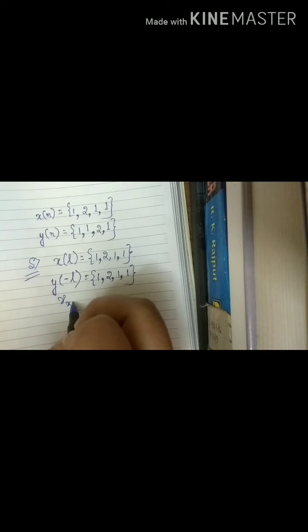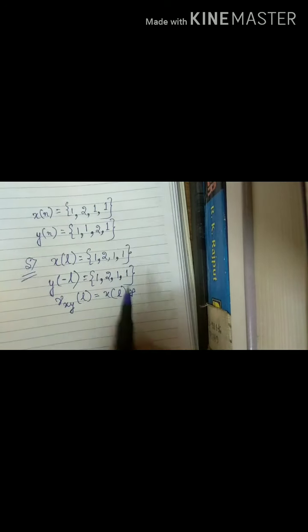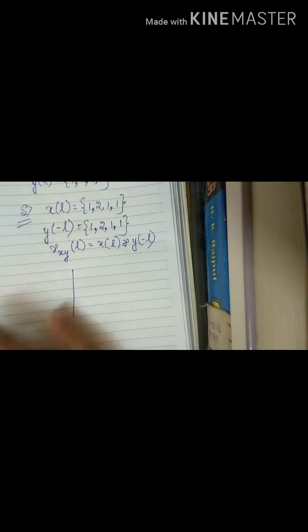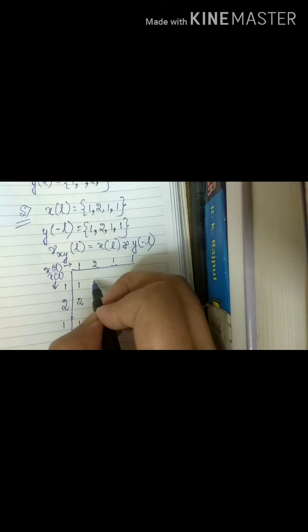Now to find out gamma xy l, this will be simply x of l convolved with y of minus l. So if we perform the convolution, this is x of l and this is y of minus l. The first sequence here you have 1, 2, 1, 1, and this side you have 1, 2, 1 and 1. So 1 into 1, 1 into 2, then 1 into 1, 1 into 1. Then 2 into 1, 2 into 2, 2 into 1, 2 into 1. This will be 1, 2, 1, 1, 1, 2, 1, 1.